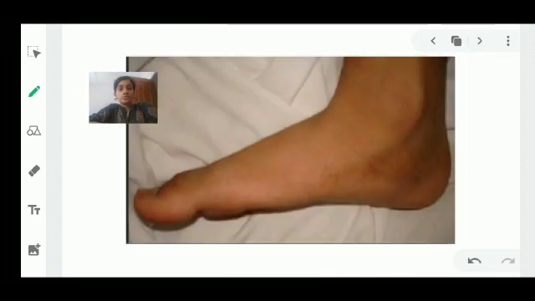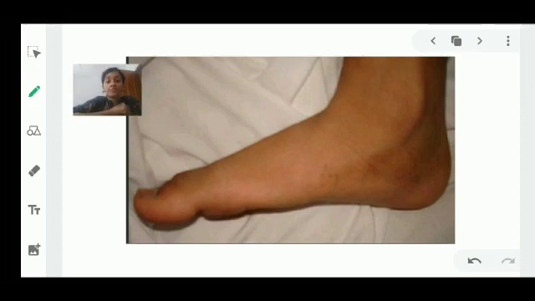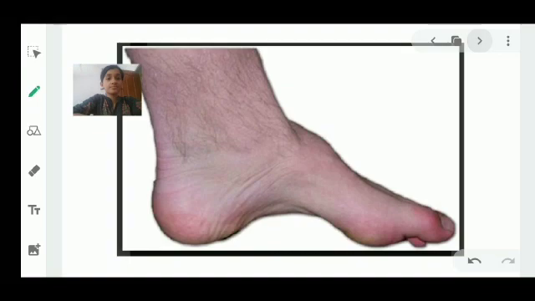Okay, so what is this? This condition is, as we all know, a flat foot, pes planus or flat foot. It is caused due to the collapse of the medial longitudinal arch. This, what we can see, is called pes cavus or highly arched foot. It is caused due to the dorsiflexion of metatarsal joints and plantar flexion of the interphalangeal joint. Pes cavus or highly arched foot.